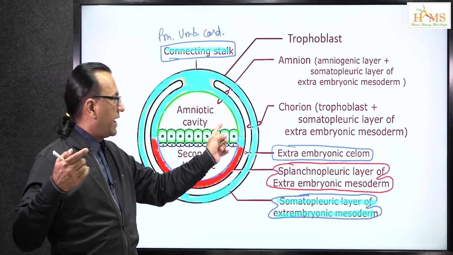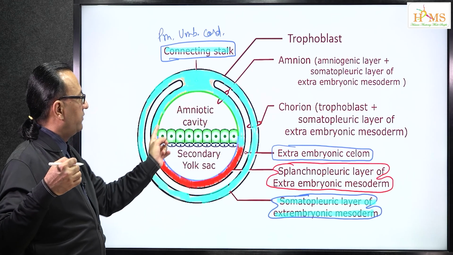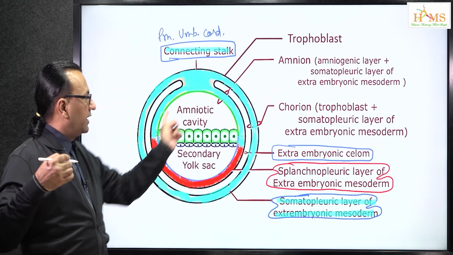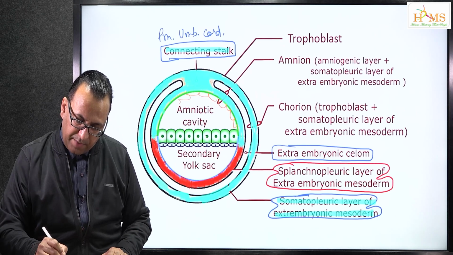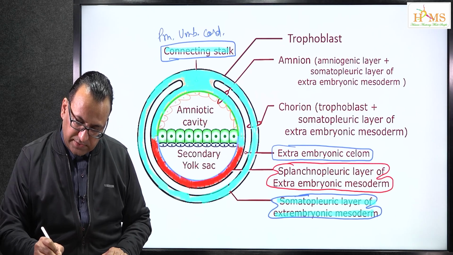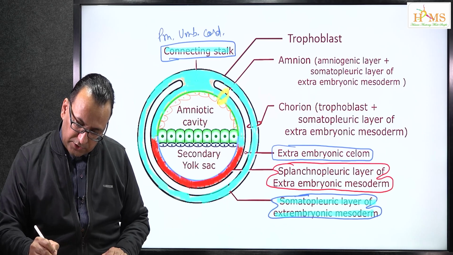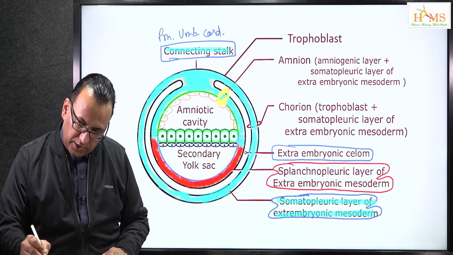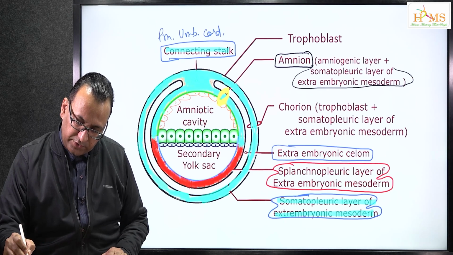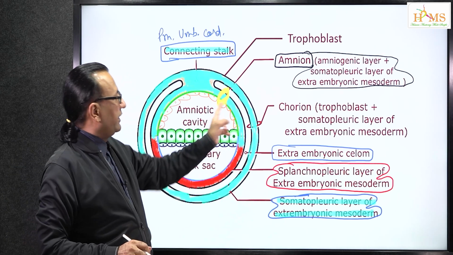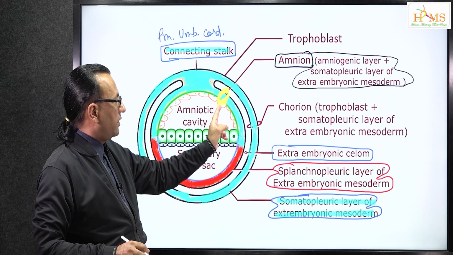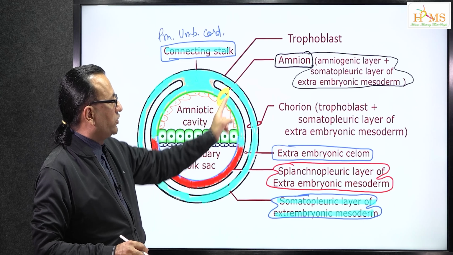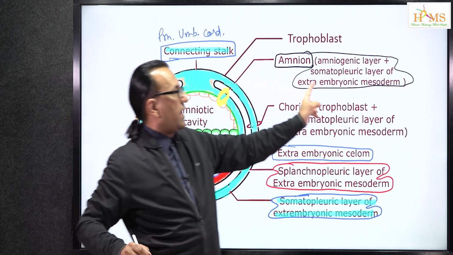Then if you remember, we have mentioned the amniotic cavity was lined by the amniogenic cell layer. Let us show it once again. This is the amniogenic layer lining the amniotic cavity given by the trophoblast cells. This amniogenic layer and the somatopleuric extraembryonic mesoderm is the one which is called the amnion. So amnion is a layer which is covering the amniotic cavity, and this amnion is being contributed by the amniogenic cell layer plus the somatopleuric layer of extraembryonic mesoderm.